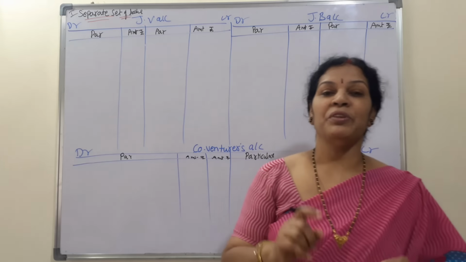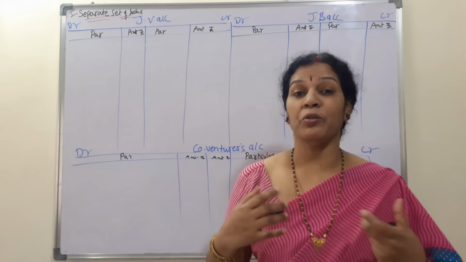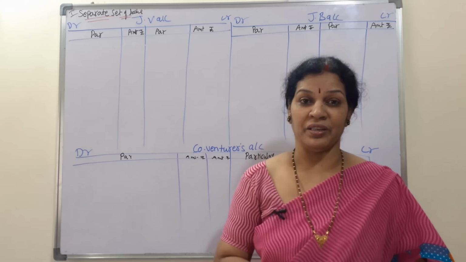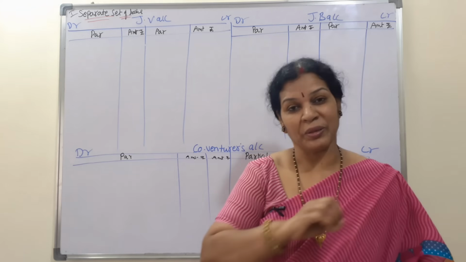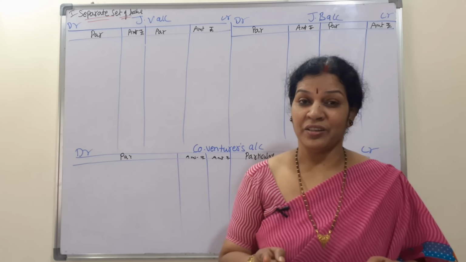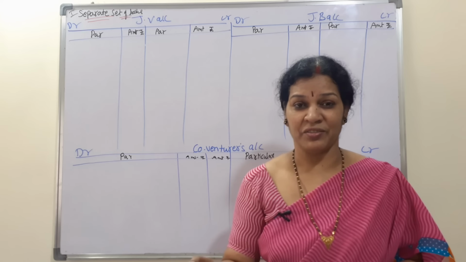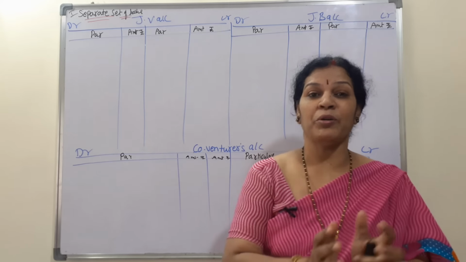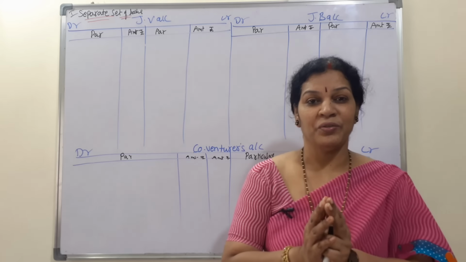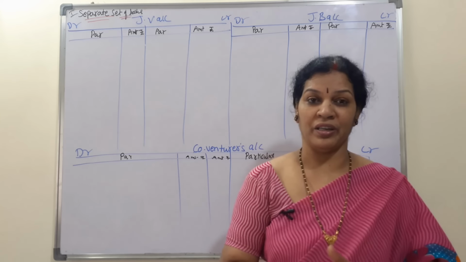Please remember, when we are following this method, we are opening a joint bank account. Joint bank account means all the transactions are made through the bank only. Any purchases through the bank, you are making payment through the bank, and any sales also through the bank. When we sell the goods, that amount is immediately deposited into the bank. That is the reason we take all the transactions as being through the bank only.